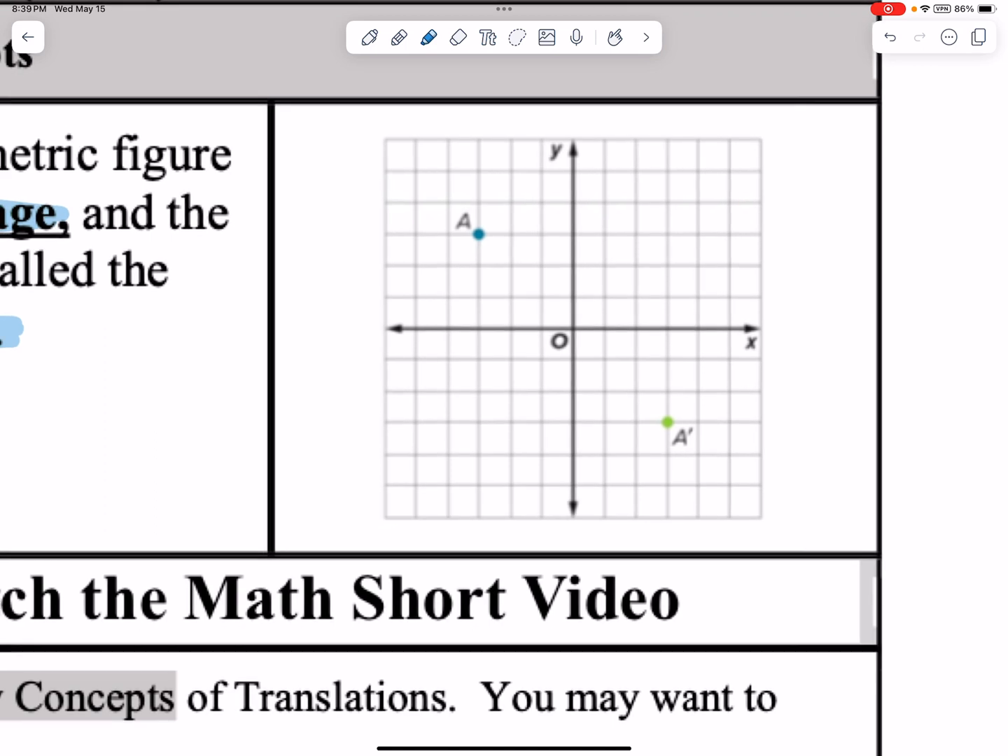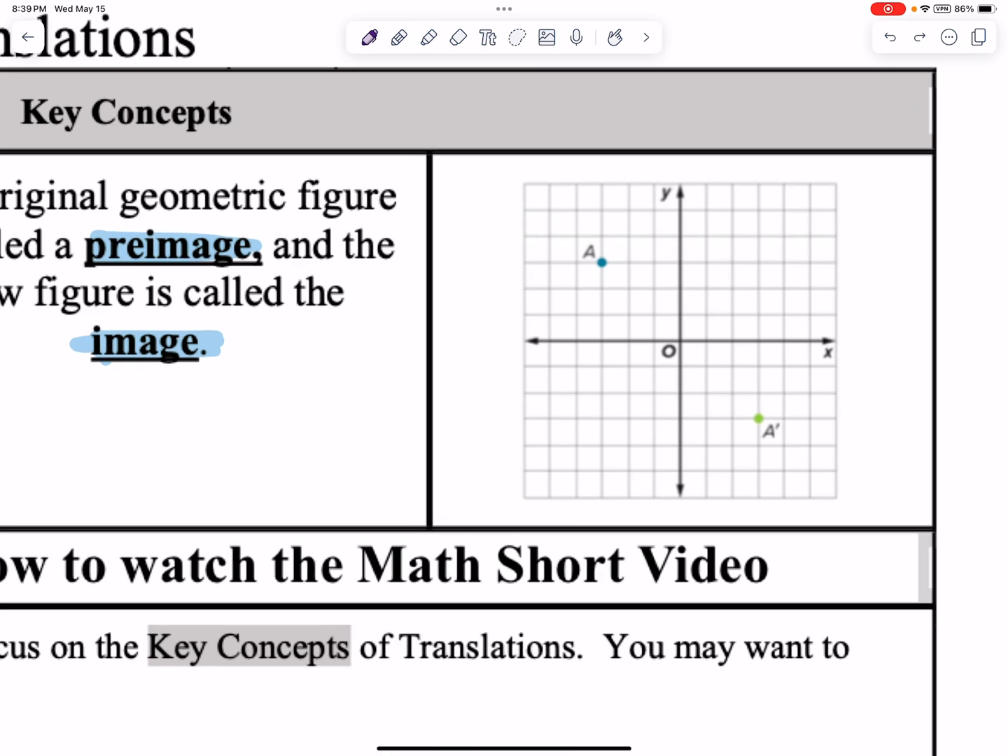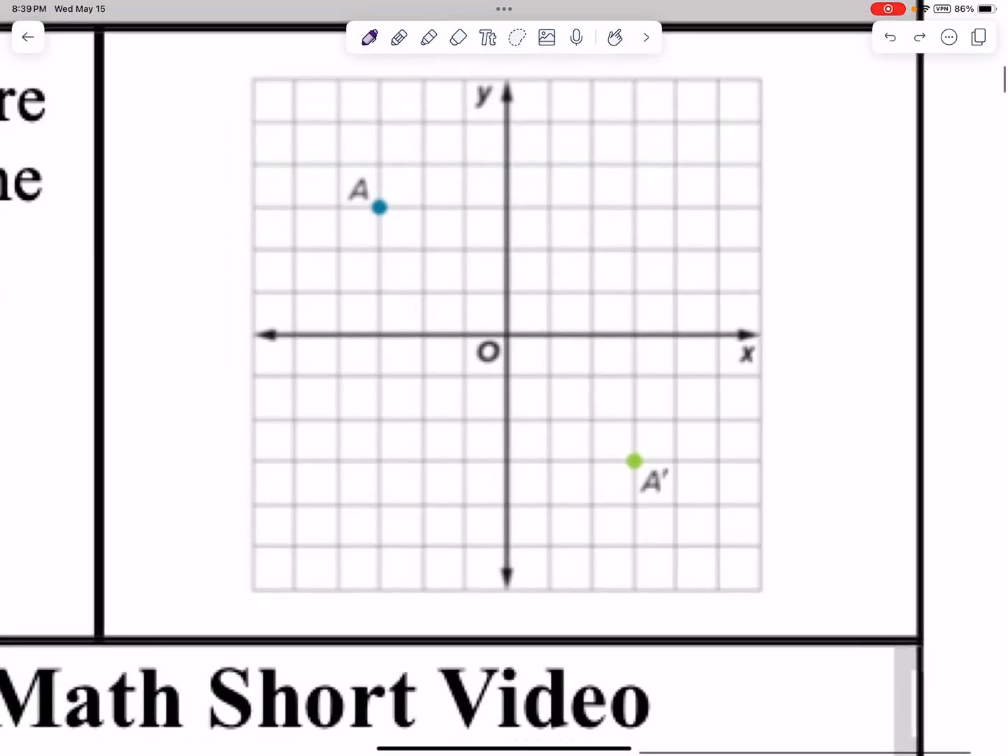And so you can see here something like this. We have an original pre-image point of A, and it just moved, okay, to this location here. And that's called a slide, or what we call a translation, okay? And so when we translate that, you can see that it moved a certain way, okay? And the way that it moves is it moves left to right on the x-axis, and then it moves up and down on the y-axis.